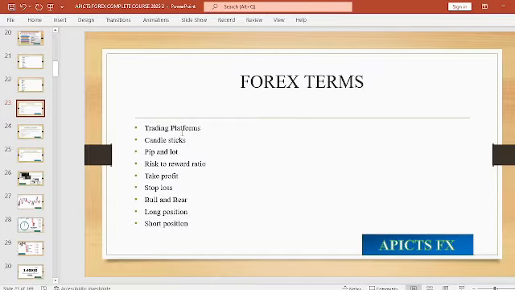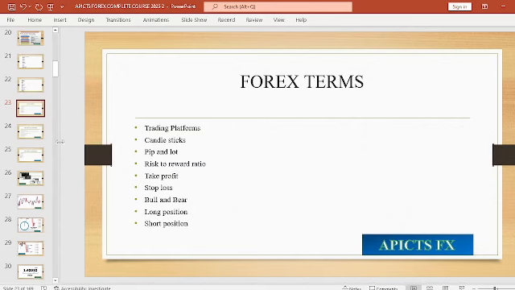So, forex terms: the trading platform, candlesticks, pips and lot size, risk to reward ratio, take profit, stop loss. These are the things you're going to be looking at. Okay, bulls and bears, long positions, short positions.